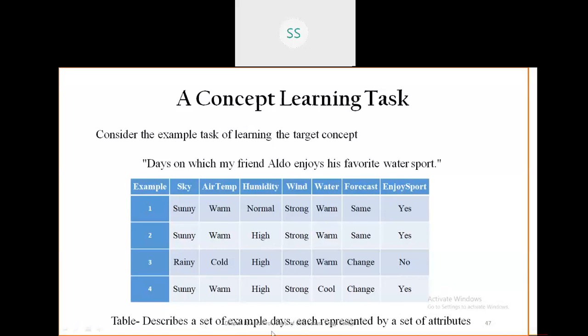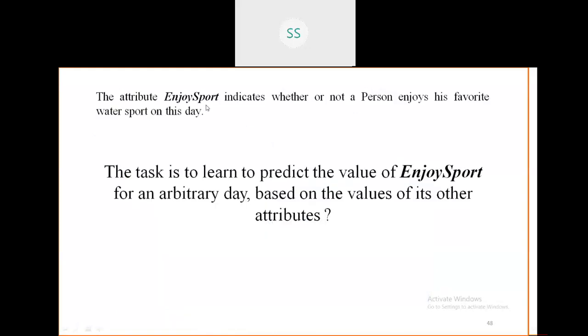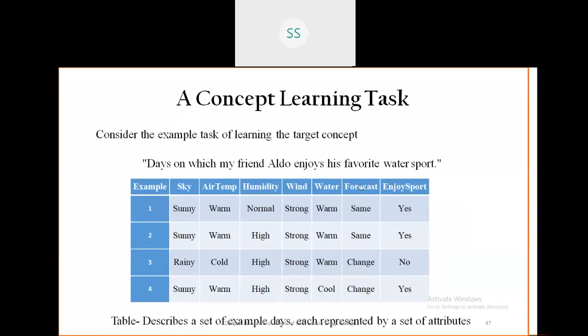So this is a set of example days, each represented by a set of attributes. These are all the attributes that we have. We have to decide on which particular day you are going to play the sports. The attribute enjoy sports indicates whether or not a person enjoys his favorite water sports on that particular day. The attribute enjoy sports states whether you are going to play the water sports on the particular day or not.